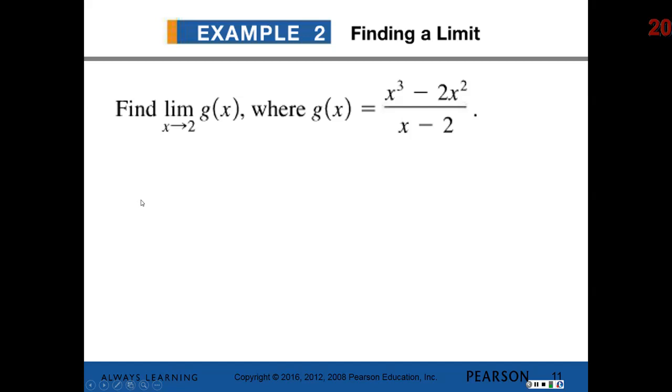So this is our second example. This says find the limit as x approaches 2 of g of x, but g of x is not x squared this time. This time g of x is x cubed minus 2x squared over x minus 2. A much, much uglier function.